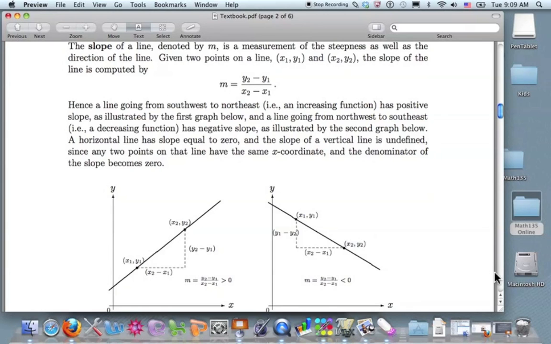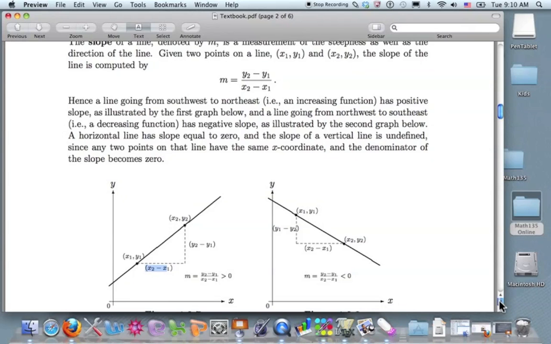So how do we find the slope? If we are given a line on a graph, the slope represents the vertical change, that's y2 minus y1, divided by the horizontal change, x2 minus x1. When the line is increasing, y2 is always bigger than y1, and x2 is always bigger than x1, so the slope is positive. In the decreasing case, the slope is negative because y2 is lower.